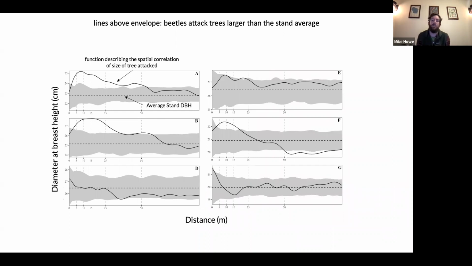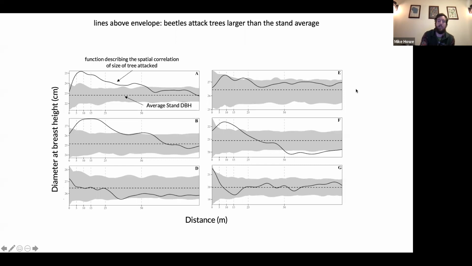Okay, so after we discovered that there's a significant shift in the spatial distribution, we can then also look at what trees beetles are attacking. So the first thing I want to orient you to on these figures is that the dotted lines represent the average stand DBH, and the black lines are the function describing the spatial correlation of size of tree attacked. And so the interpretation here is that lines above the envelope are those that are significantly higher than the stand average.